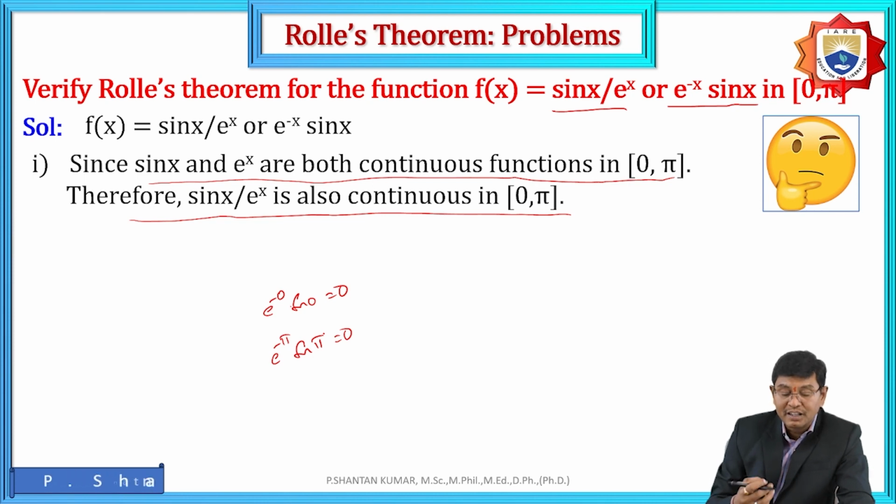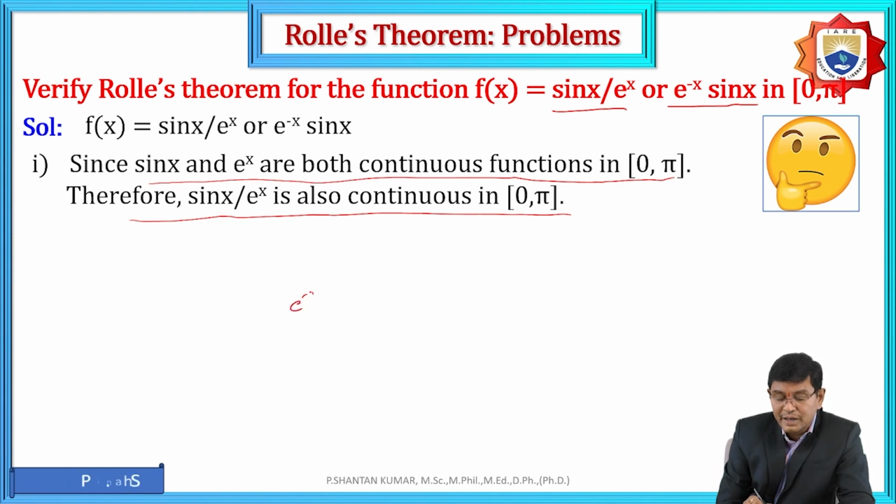And similarly, the second one, the function is derivable. For example, it is e power minus x into sin x. The derivative is e power minus x into cos x, and again sin x into e power minus x, the derivative is minus 1. Therefore, e power minus x into cos x minus e power minus x into sin x is the value.